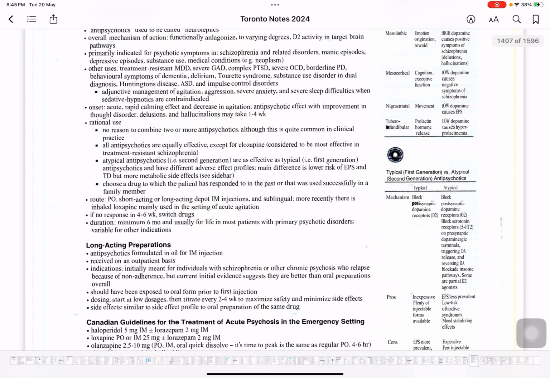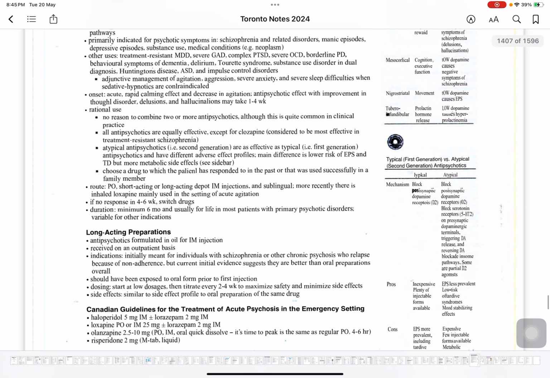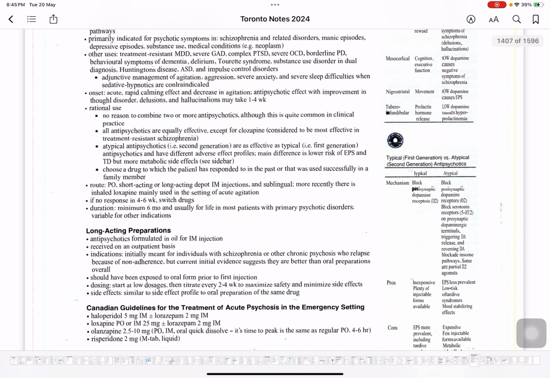Atypical antipsychotics, second generation, are as effective as typical ones, first generation antipsychotics, and have a different adverse effect profile. The main difference is a lower risk of EPS and TD, tardive dyskinesia, but more metabolic side effects. So you need to know that first generation and second generation antipsychotics are different in terms of EPS, extrapyramidal symptoms, and metabolic side effects. One has more metabolic side effects, whereas the other one has more EPS symptoms, okay?